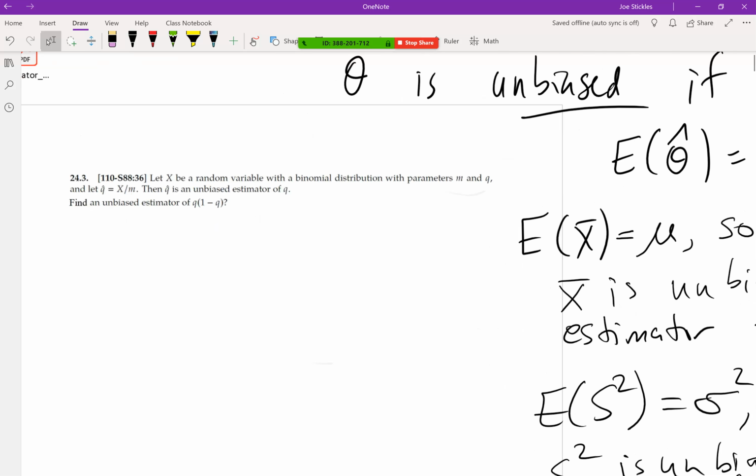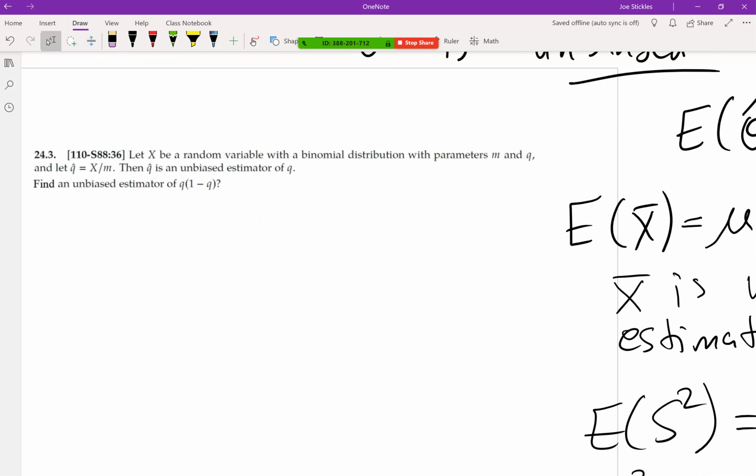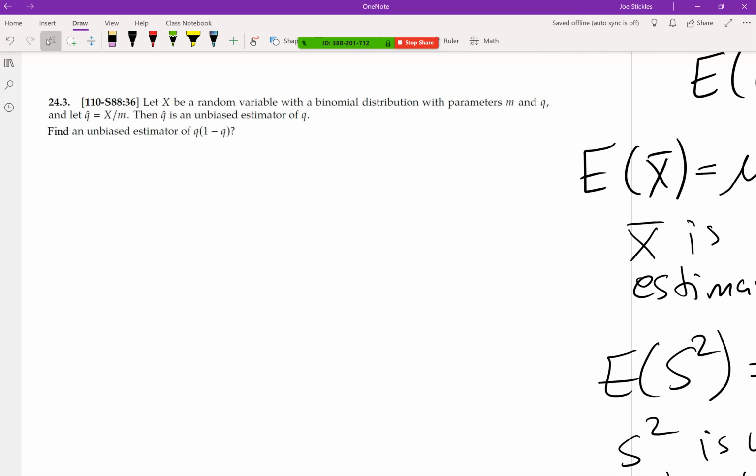So let's look at this example problem here. We've got a binomial random variable, and instead of using an n, they're using an m here. So they're letting q hat be our X over m. We already know from previous work that q hat is an unbiased estimator of q. We can check that pretty quickly.